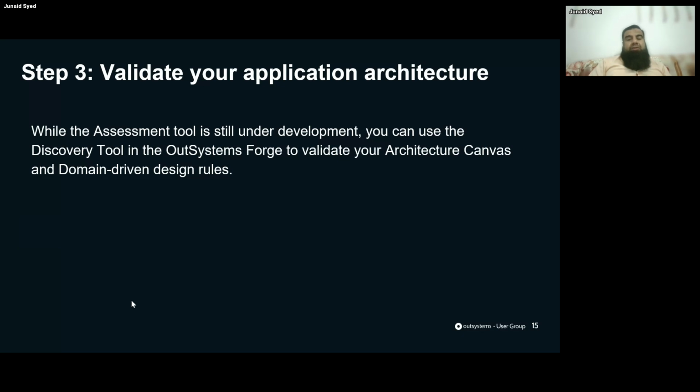So if we have that, then you might know: we have violations at module level, and then we have violations at application level, and if you have the domain driven architecture, then you can see violations at the domain level as well. Having these three levels in the discovery tool properly configured really helps to understand whether our architecture is compliant with the OutSystems recommended practices or not. So that is very much needed, and we can perform this assessment through the discovery tool.